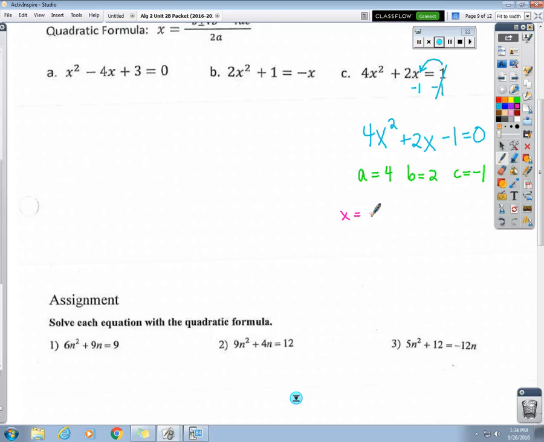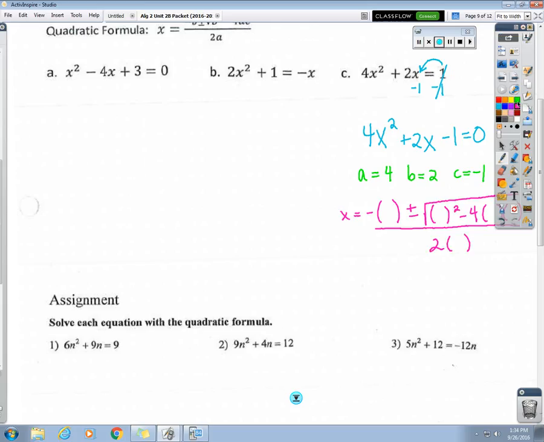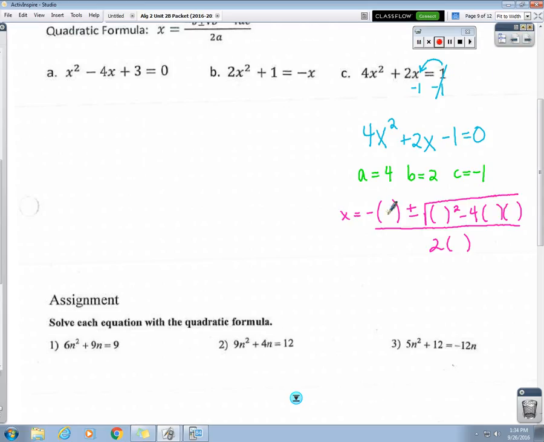So x equals negative b plus or minus the square root of b squared minus 4ac all over 2a. Okay, what am I going to plug into the b places? 2, so a 2 goes there and a 2 goes there. What about the a places in the formula? 4. And what about the c? Negative 1.